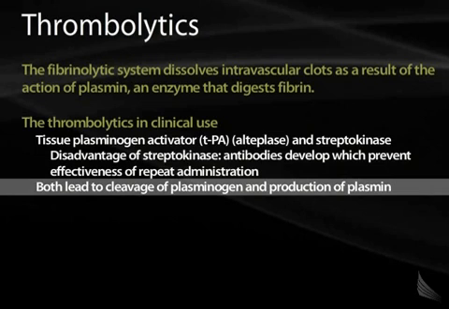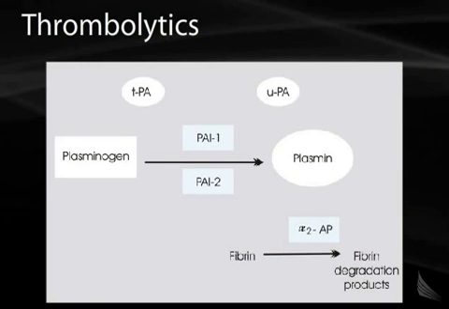Both of these molecules lead to cleavage of plasminogen and production of plasmin, and as we know, plasmin can digest fibrin. This diagram shows that TPA and UPA are able to convert plasminogen to plasmin, which is able to convert fibrin to fibrin degradation products.